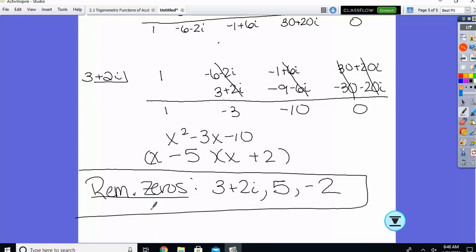Right, if it's a polynomial. You're welcome.